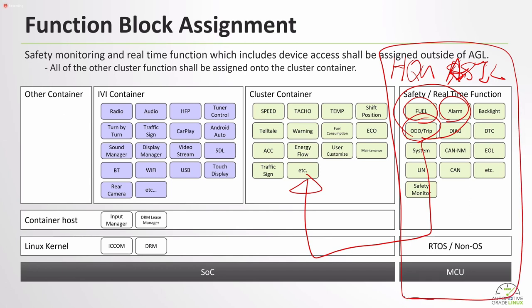So the cluster container requires higher quality management by the IVI side. Plus, more highly quality management requires real-time and the safety side. So this isolation is a base idea and the base architecture of the instrument cluster ECU. So this point is an answer for your opinion and question. So or not?